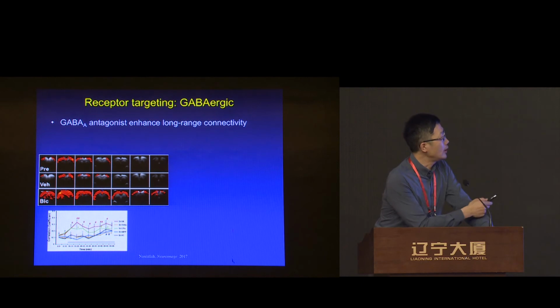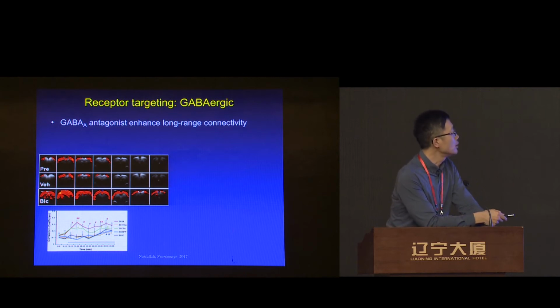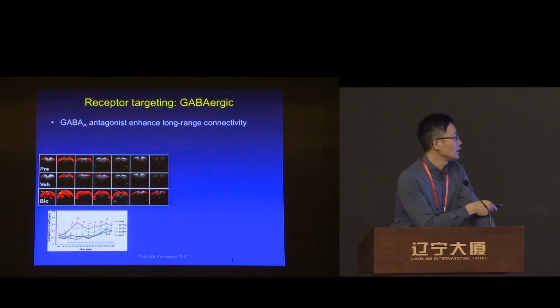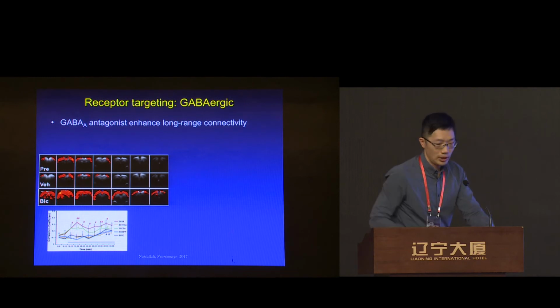We also looked at the GABAergic system, which is so essential in the brain, and we used the antagonist called bicuculline, which suppresses GABA action. And we see a large increase of the long-range cortical connectivity. In this example we have a seed at the somatosensory cortex, and you can see that the connectivity now extends to the visual cortex.